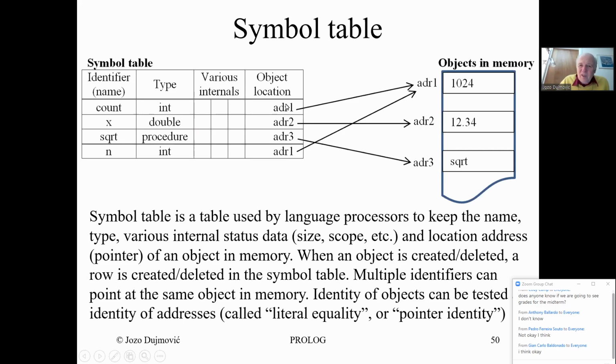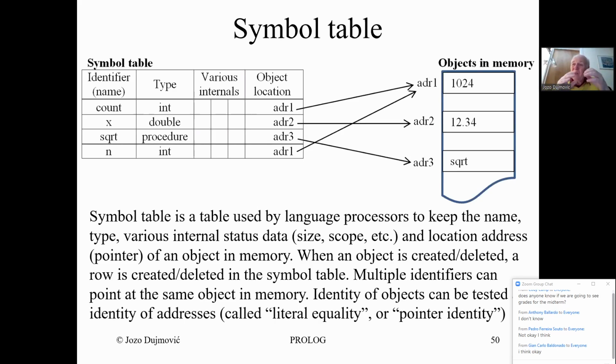Therefore, this is called that they are literally equal, or pointer identical. So two objects can be pointer identical. However, you can have, for example, object X, if it is an integer, stored at this address 2, and you can find here 1024, but the addresses are different, so you have to check the values of objects in memory, not values of addresses. So you will see, for example, in Ruby, that you have this pointer identical.